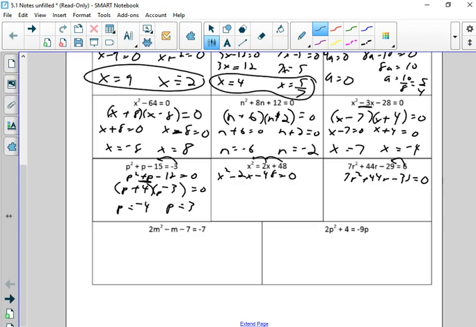Same thing. This one is a tricky one. You're going to add 7. When you do that, you end up with 2m squared minus m equals 0. Because notice, negative 7 plus 7 is 0. Now, we can't guess and check on this one. This is a GCF. We're moving this over, which means we have to add 7. I just said negative 7 plus 7 is 0.